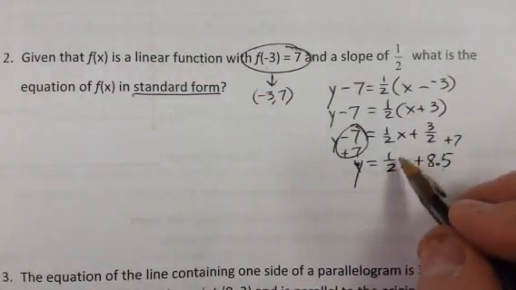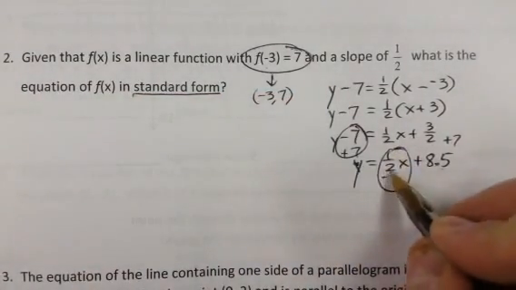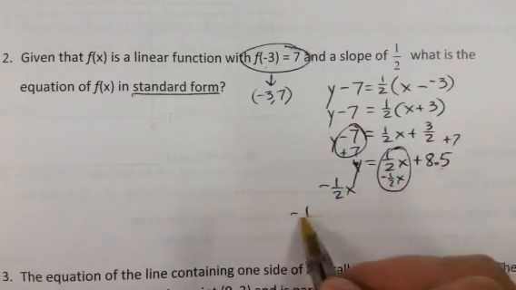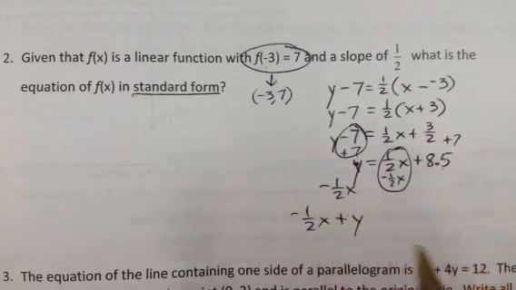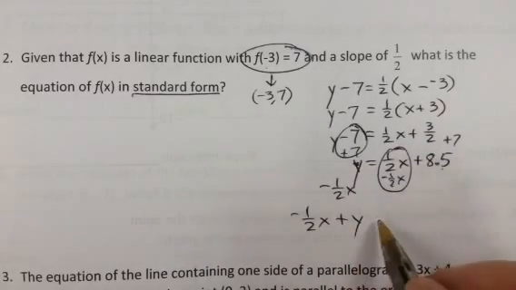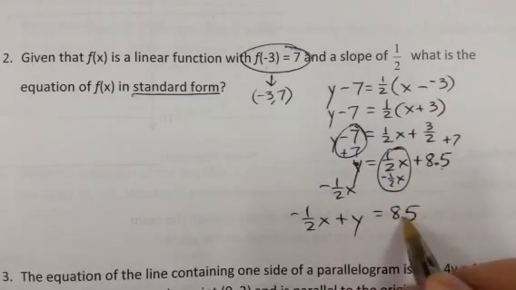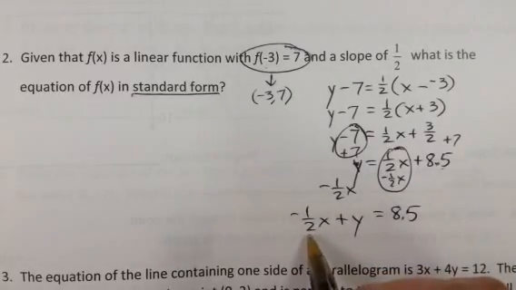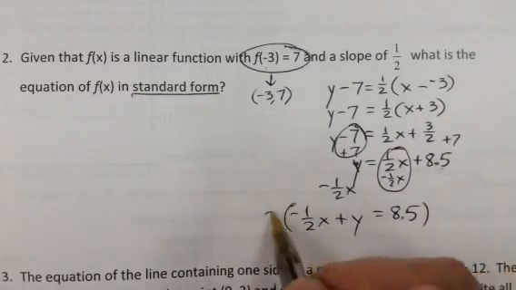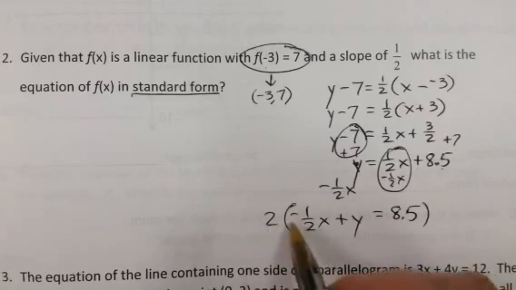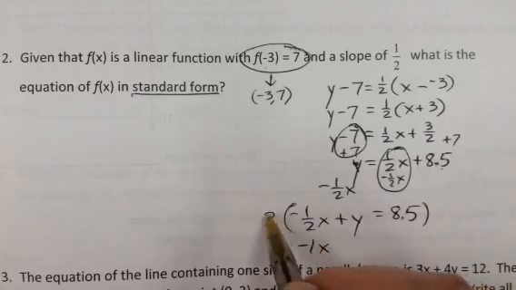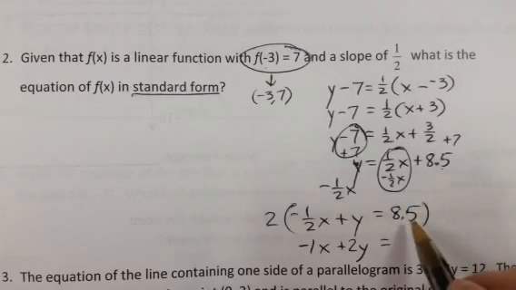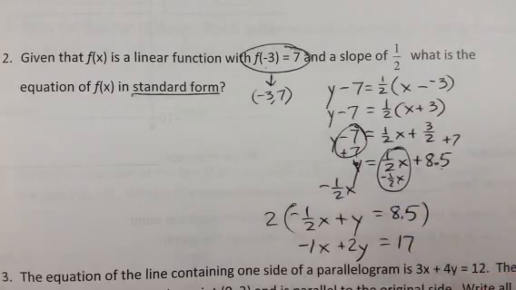Now I need to get the x and the y on the same side, so I'm going to subtract a 1/2 x. Don't lose your sign. I'm going to rewrite it so you can see what I have. -1/2 x plus y is equal to 8.5. So now I'm going to get rid of my denominator, which is a 2, so I'm going to multiply everything by 2. 2 times a -1/2 is a -1x. 2 times y is 2y. And if I double 8.5, I get 17.